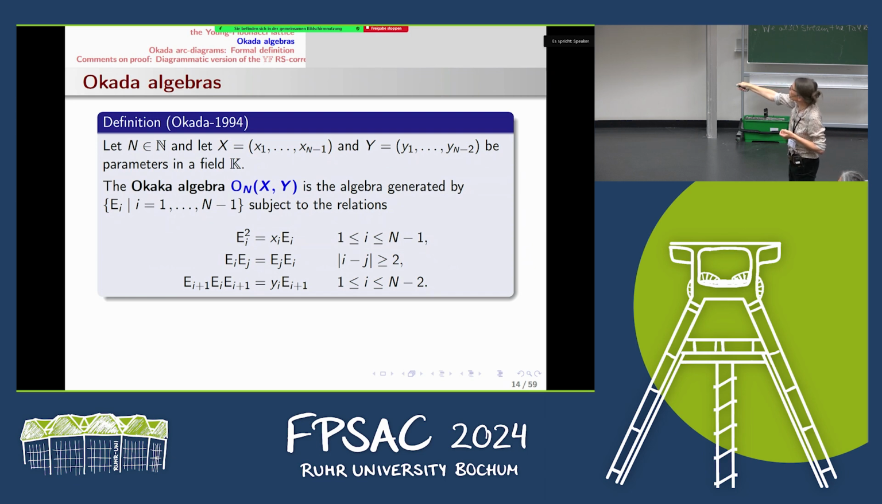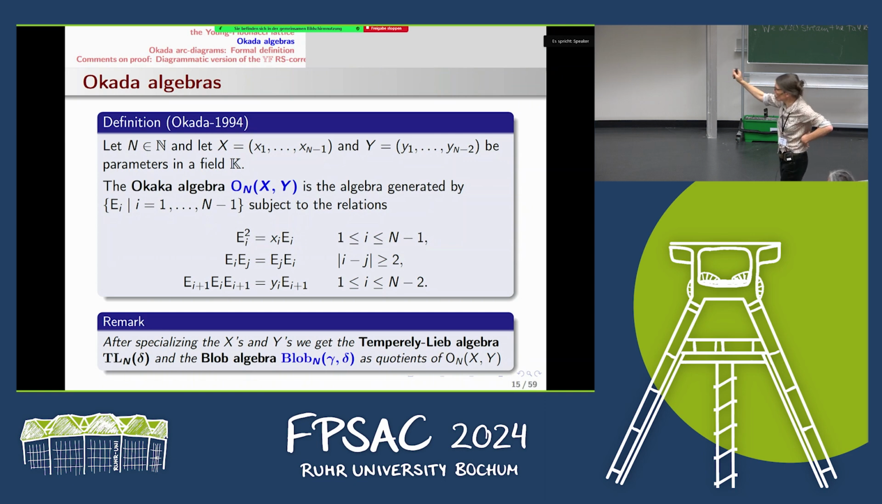This is somewhat reminiscent of a Temperley-Lieb relation, and indeed, if you specialize the x's and y's in the right way, you can get the Temperley-Lieb algebra and also the Martin-Saleur blob algebra as quotients of this Okada algebra. So some good follows from this. Some known examples other than itself could follow from this.